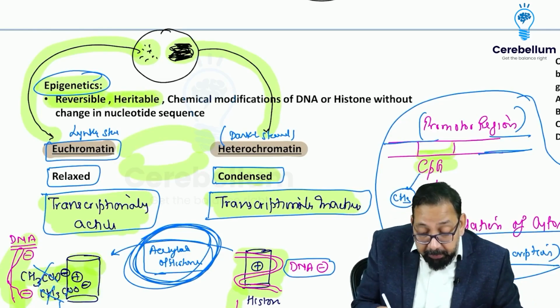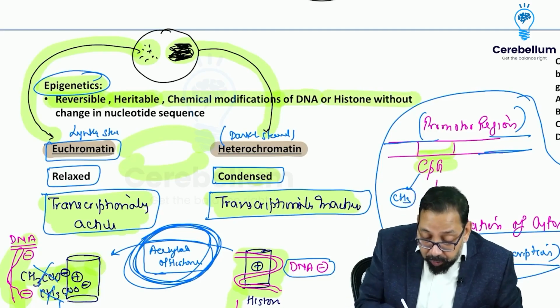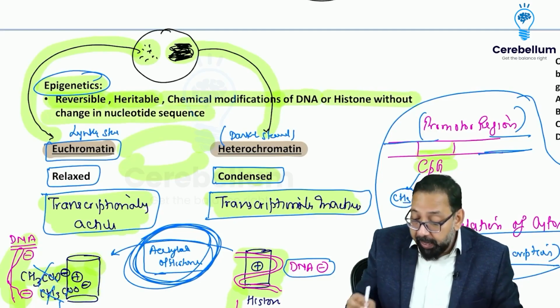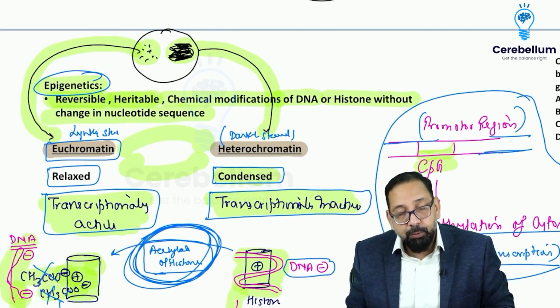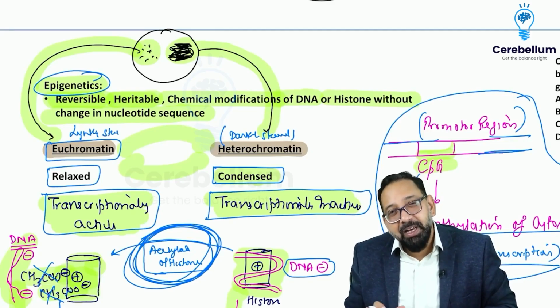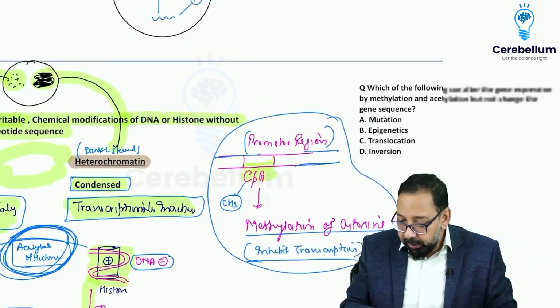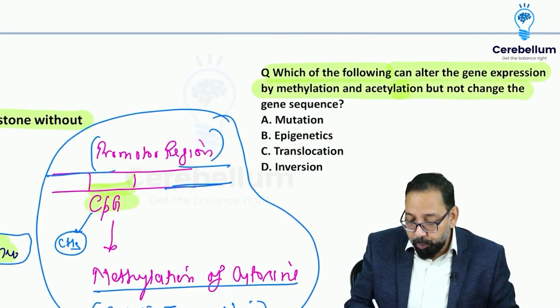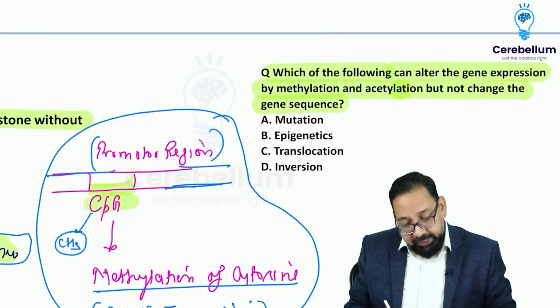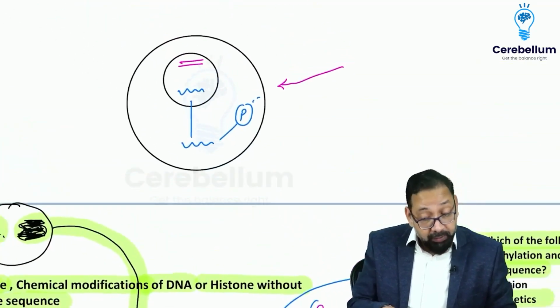Now, this is reversible, heritable chemical modification of DNA or histone without change in nucleotide sequence. I have not changed any nucleotide sequence. I have just done methylation of DNA, acetylation and deacetylation of histone. No change in nucleotide sequence. This is epigenetics. This question was asked: which of the following can alter gene expression by methylation and acetylation but no change in gene sequence, nucleotide sequence? Answer is epigenetics.